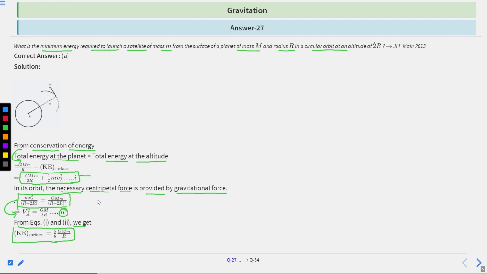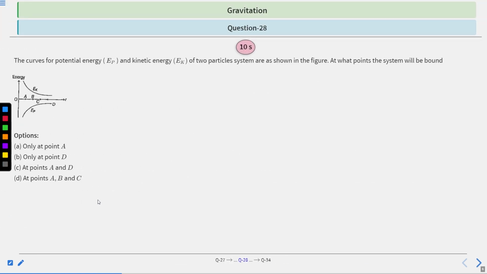Next question, question 28. The curves for potential energy EP and kinetic energy EK of a two particle system are as shown in the figure. This is the curve of potential energy and kinetic energy. At what points will the system be bound? This is the graph.